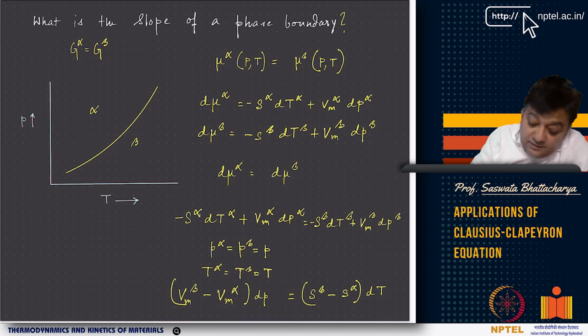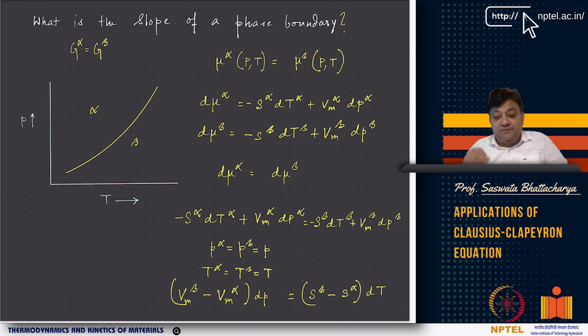So we have to look at what the slope of the phase boundary is. This is basically a reprise of the last lecture. How do you calculate the slope of the phase boundary? You first know that if two phases, alpha and beta, are in coexistence or in equilibrium, then G alpha has to be equal to G beta. The free energy of the alpha phase has to be equal to the free energy of the beta phase at any given pressure-temperature combination along the phase boundary.